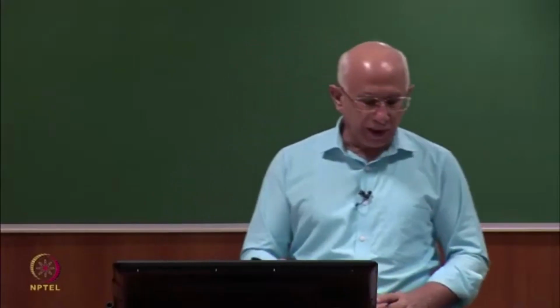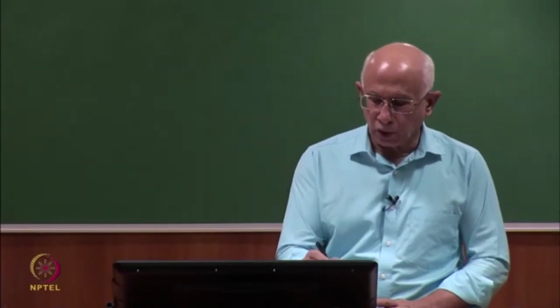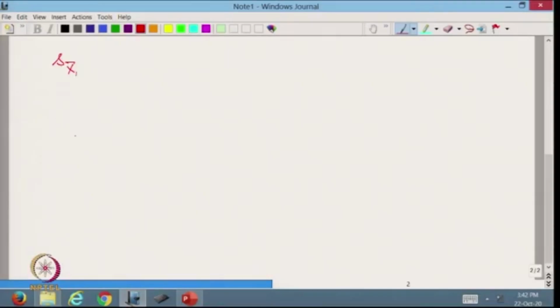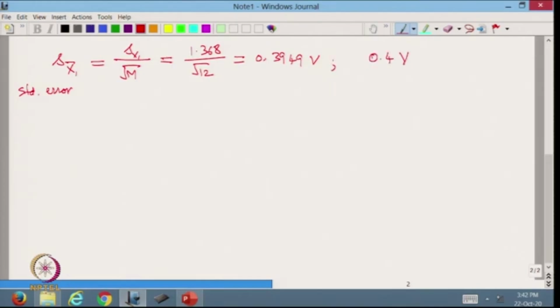So, we keep all those 12 readings and go ahead, and now our job is to calculate the standard error, or standard deviation of the mean, of x1 bar, which is Sx1 bar, the sample standard deviation divided by the square root of the sample size, which is 1.368 divided by square root of 12, and this turns out to be 0.3949 volts, which we round off to 0.4 volts.